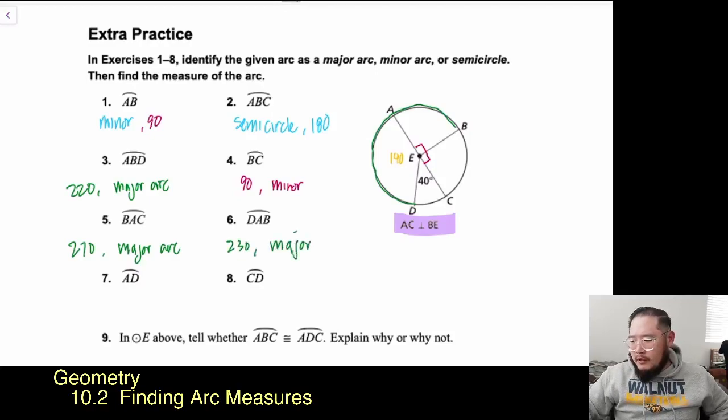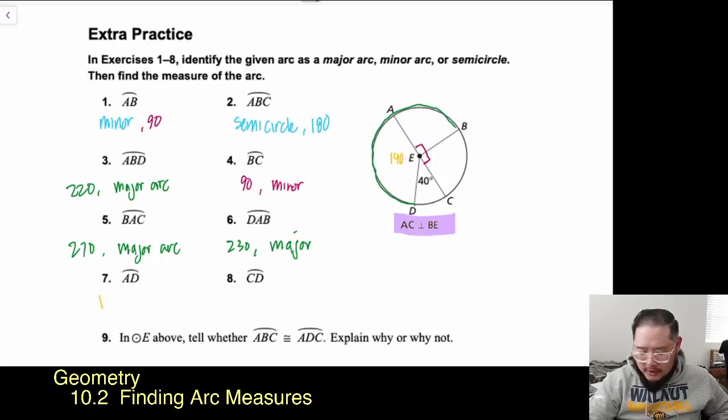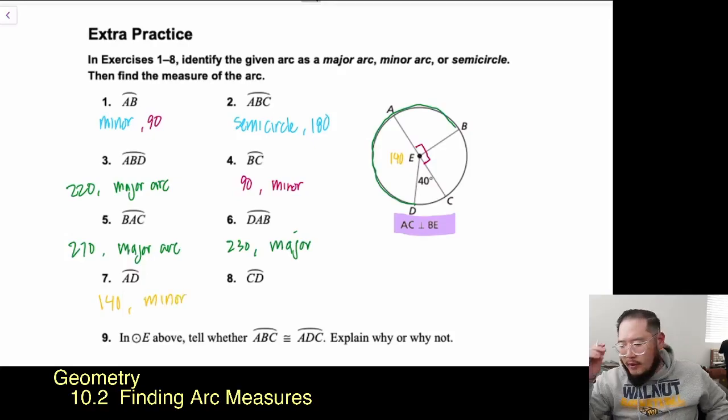Number 7, we're looking at arc A to D. And I already have that there. We figured that out earlier using the semicircle, 180 minus 40. And so arc AD is 140 as well. And that's going to be a minor arc. It's less than 180. And then lastly, arc C to D. They give you pretty straightforward right there. The central angle is 40, so the arc measure is 40 degrees as well, and that is minor.